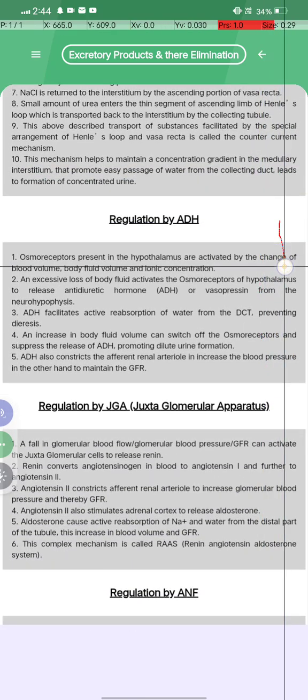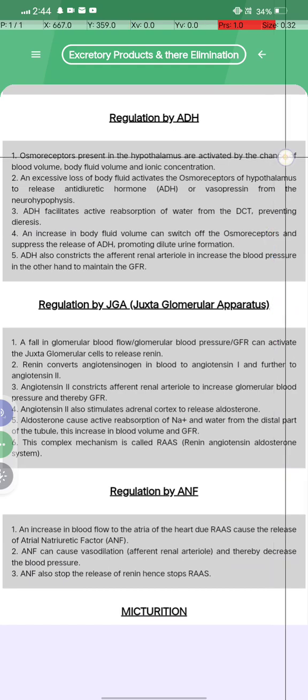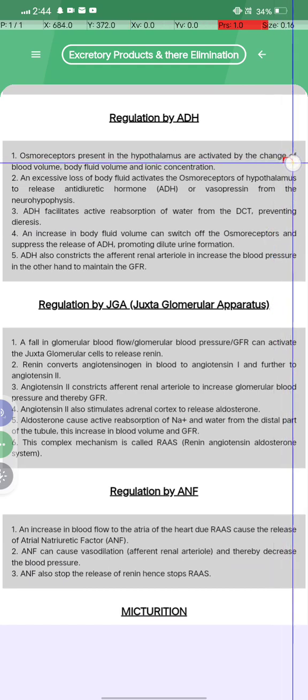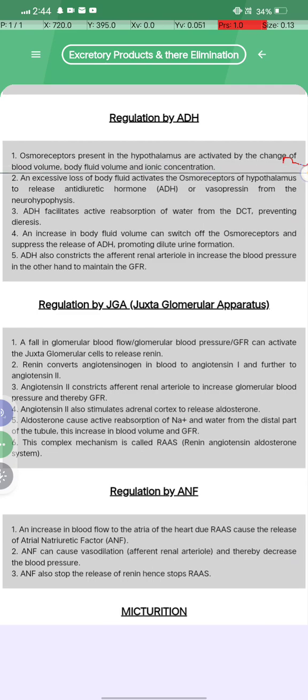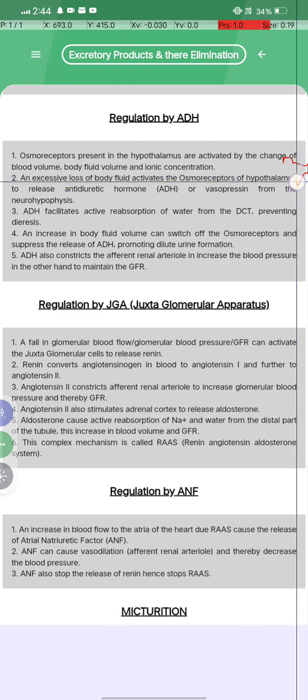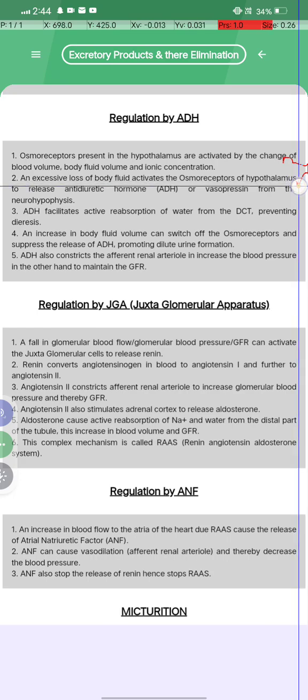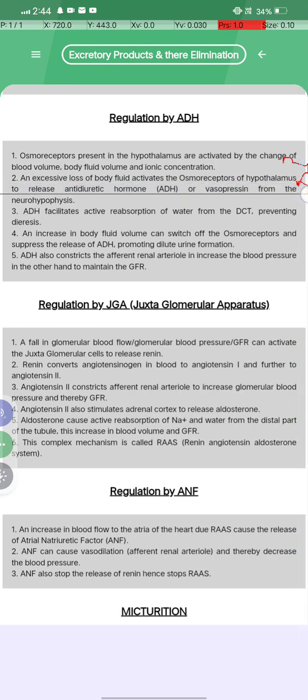Regulation by ADH. Osmoreceptors present in the hypothalamus are activated by changes in blood volume, body fluid volume, and ionic concentration, and by excessive loss of body fluid. Activated osmoreceptors stimulate the hypothalamus to release antidiuretic hormone, ADH, or vasopressin, from the neurohypophysis.